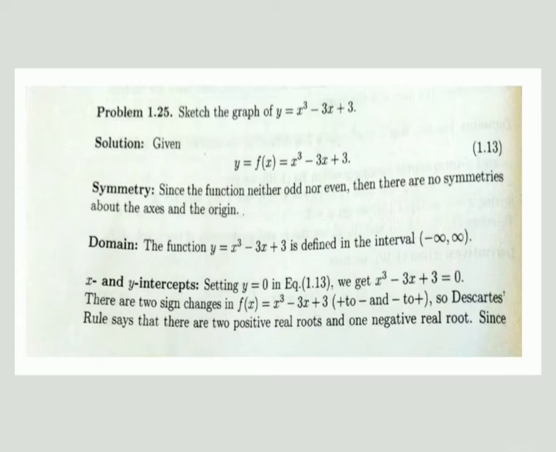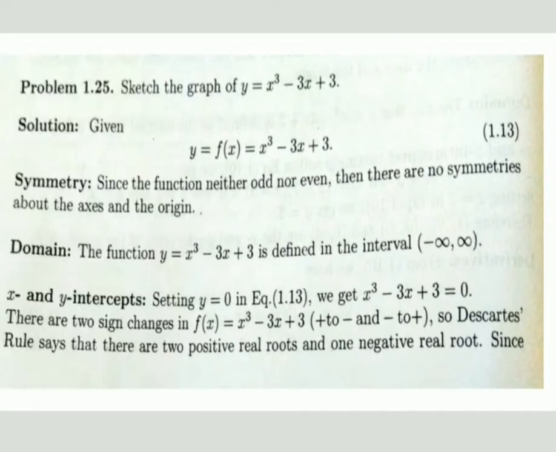That is, sketch the graph of y is equal to x cube minus 3x plus 3. So again y is equal to f of x equal to x cube minus 3x plus 3. Again it is a polynomial. This is not an even or odd function, so there are no symmetries again. Next, the domain is the same, minus infinity to plus infinity. Next, what about the x and y intercepts? Set y equal to 0 to find the x intercepts. We will obtain x cube minus 3x plus 3 is equal to 0. So simplify these values.